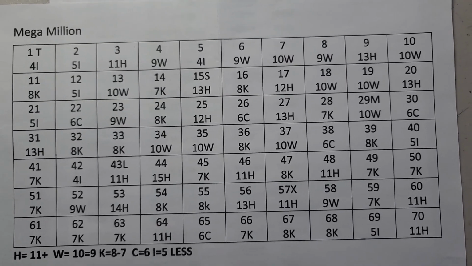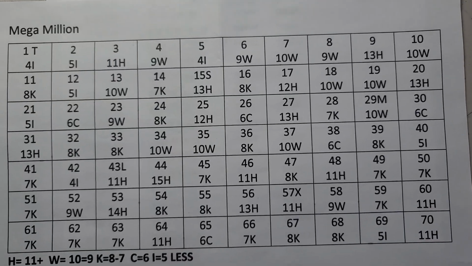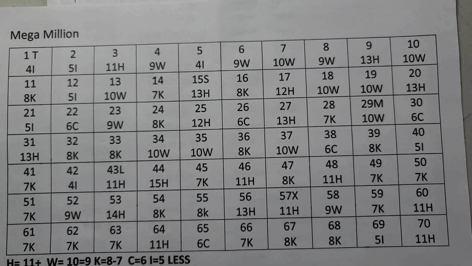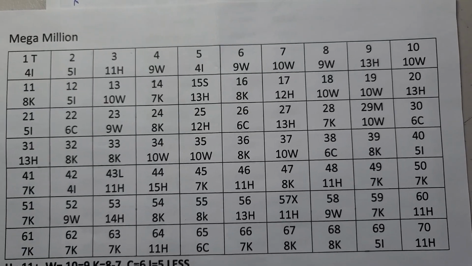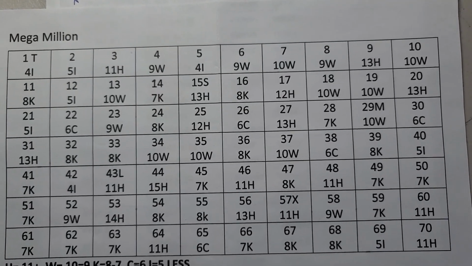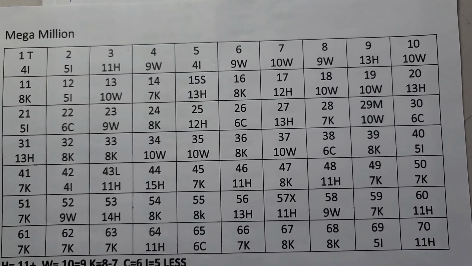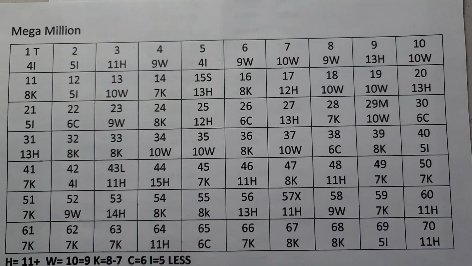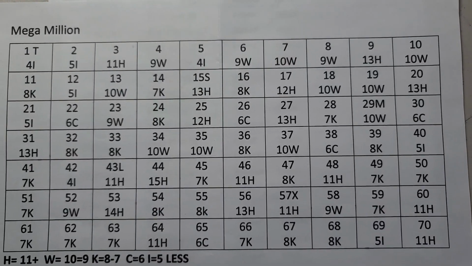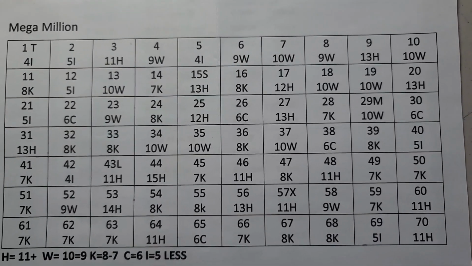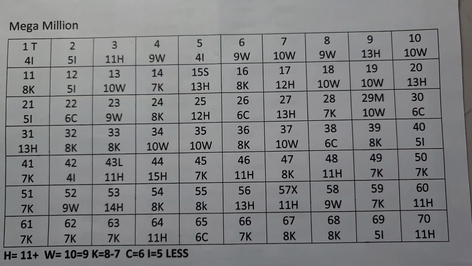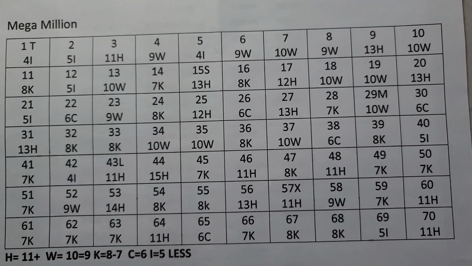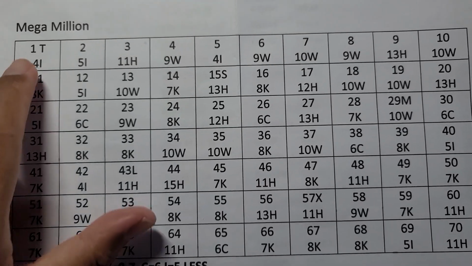Okay, so this is the number grid. Now, there are several things that I did with this number grid. The first thing is you notice it's numbers 1 through 70. And in order to help me categorize or look at it, I divided this number grid into 5 sections. When you divide 70 by 5, you get 14. So that's exactly what I did.